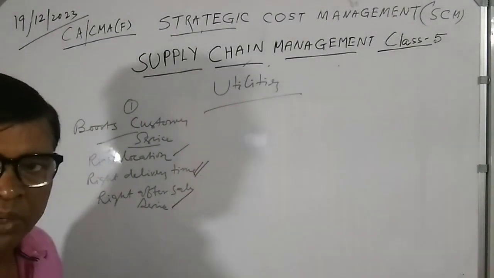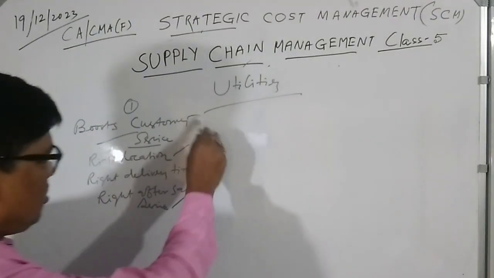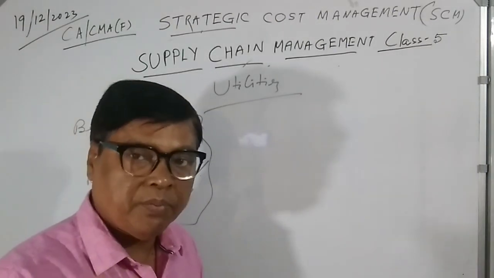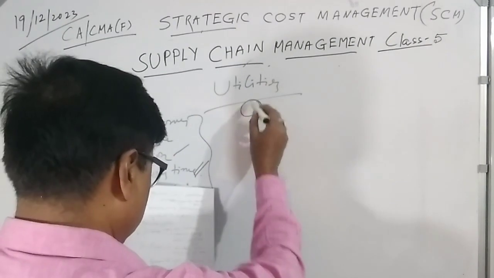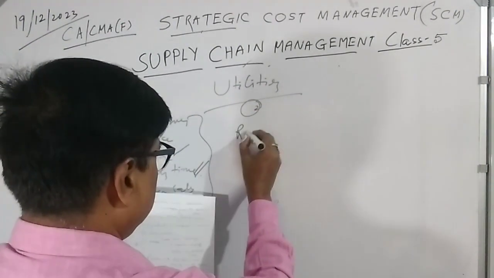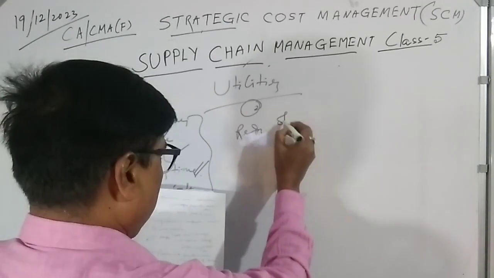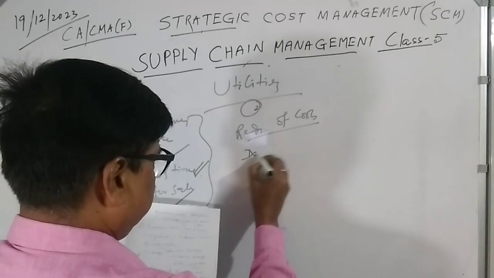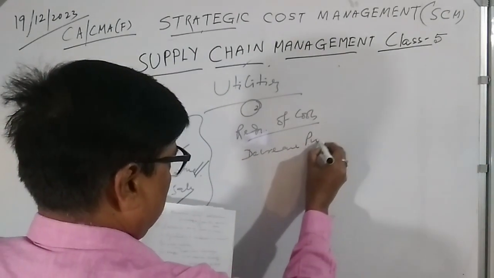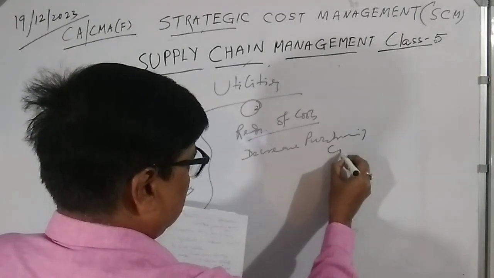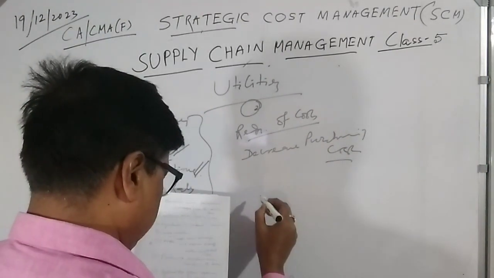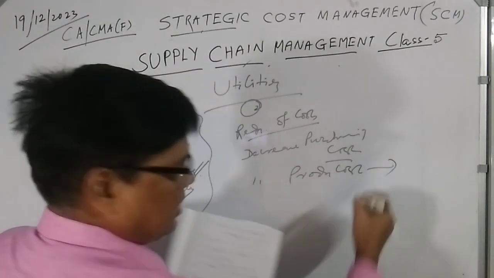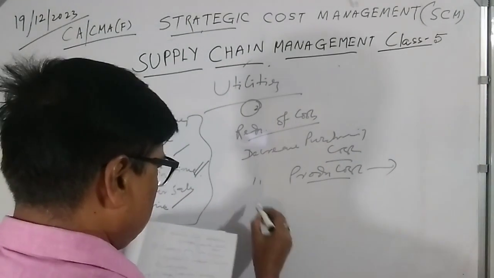Right after-sale service: you know that your sale is not a one-time job. Whenever your material is going to your customers, you have to follow up whether that product is functioning well or not. Number two, reduction of cost, that is also vital. Decrease purchasing cost: right source of material will decrease production cost. In production processes, all wastage is avoided, so production cost is also reduced.